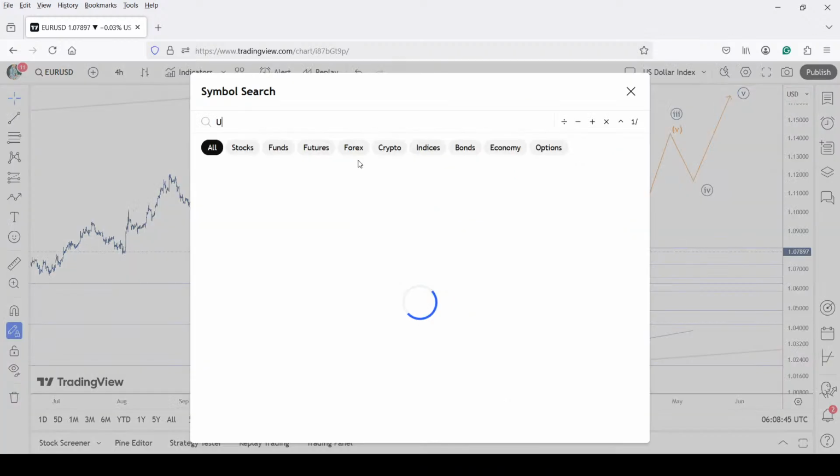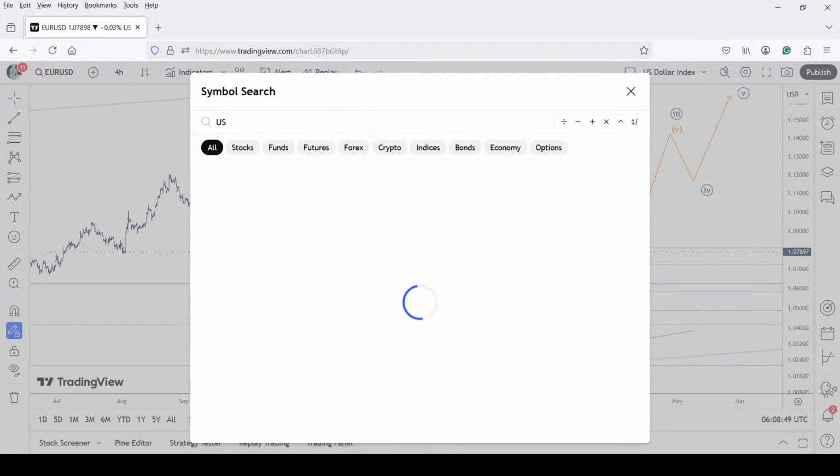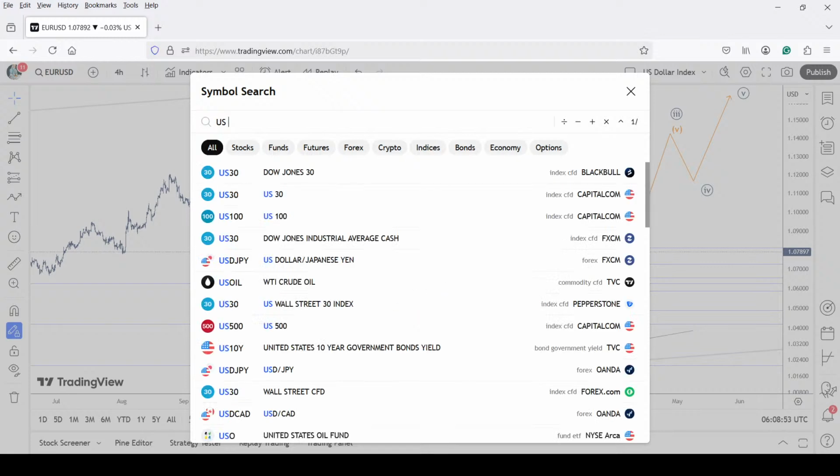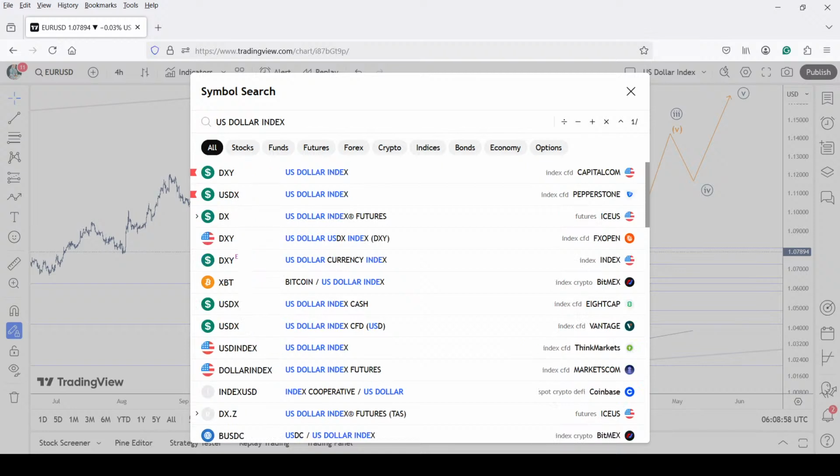Let's find out what the dollar index has done. I think it should also be on the same lines as the euro.